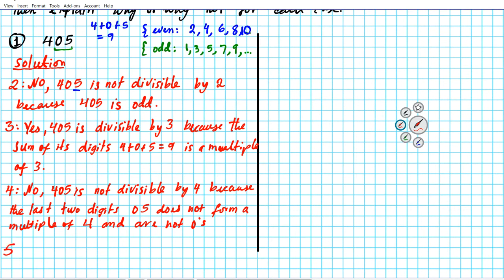Okay, all right, number 5. Is 405 divisible by 5? If you divide 405 by 5, you end up with no remainders. The answer here, ladies and gentlemen, is yes.